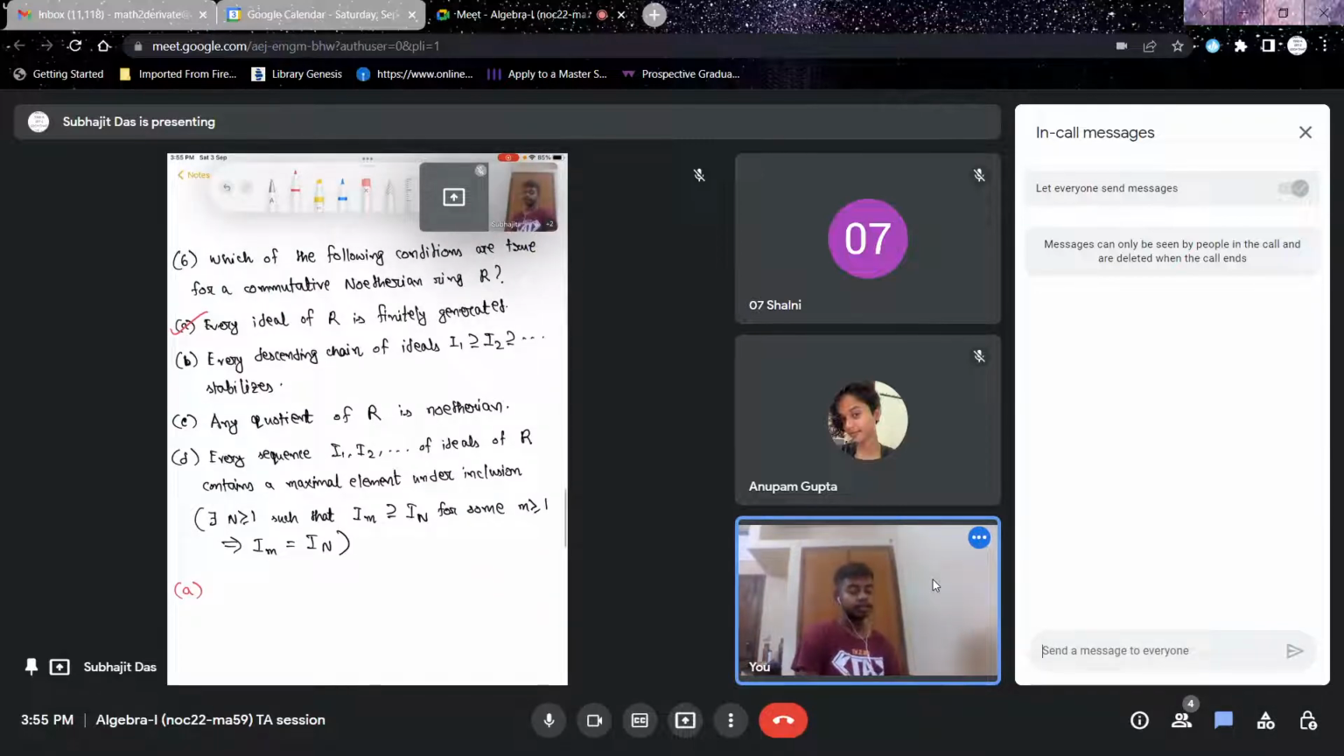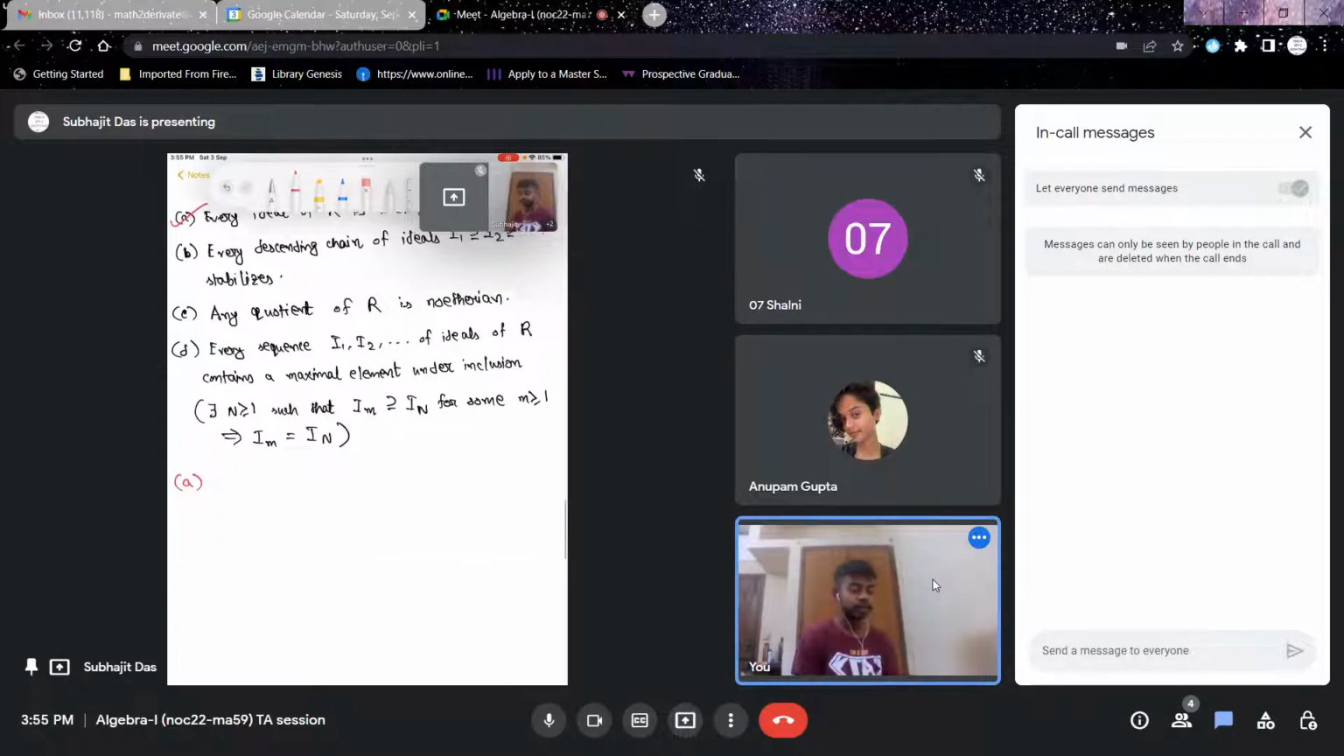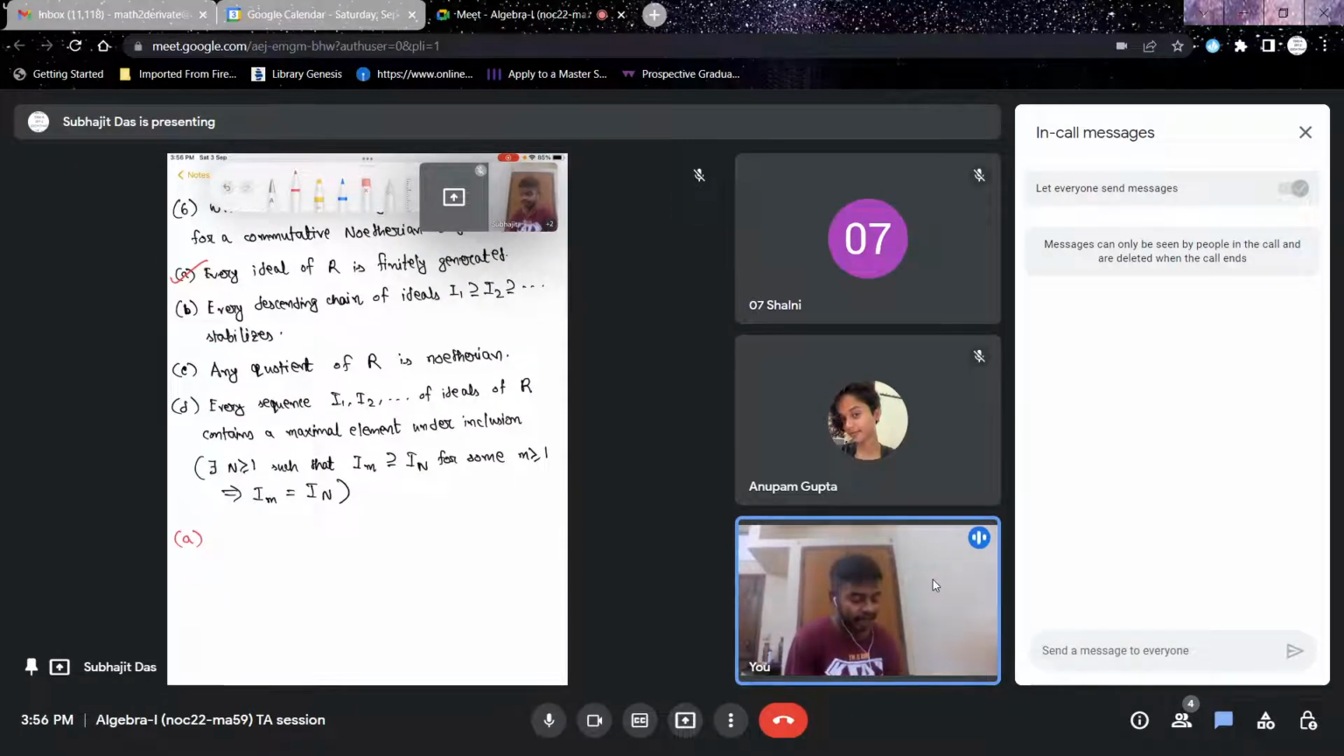Very easy. We need to show that every ideal of the Noetherian ring R has to be finitely generated. That is, there has to be a finite set of elements in the ideal such that the ideal generated by that finite set is actually the entire ideal. So let's take an ideal I in R. How do we show that I is finitely generated?